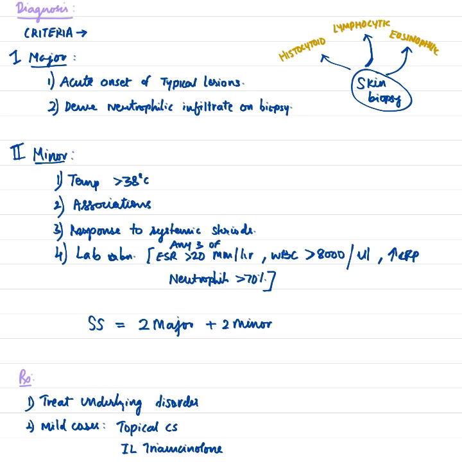Along with that, presence of other lab abnormalities such as ESR of more than 20 millimeters per hour, or WBC of more than 8000 per microliter, or raised CRP, and presence of more than 70% neutrophils, any 3 of these lab abnormalities are to be present. So a diagnosis of Sweet syndrome is made when 2 major criteria and 2 of the 4 minor criteria are present in a given patient.